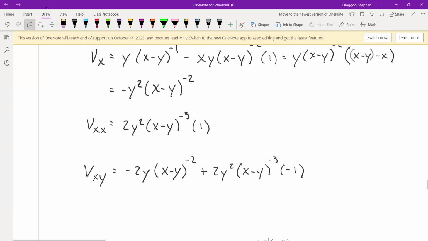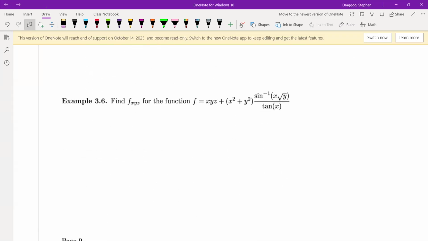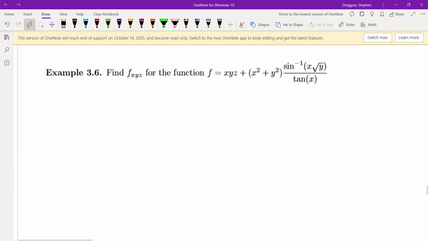All right, and then let's take a look at the multivariable function that's defined with all three variables, all of x, y, and z. And I want to find the third order partial derivative, f partial x partial y partial z of that thing. So first thing I'm going to do is take a look over at the function that I have and see it's kind of scary looking at first glance.